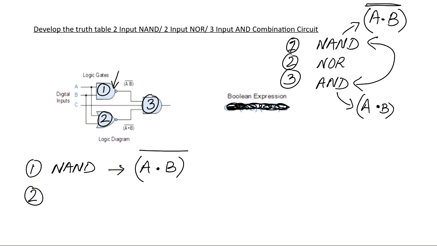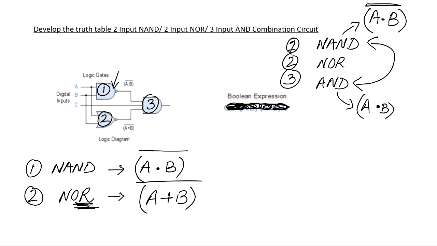The second gate is a NOR gate. If you just talk about OR, its job is just to do addition, A plus B. But here it is not simply OR, it is a NOR gate. It means it will invert the output. So we have to put a bar again on this.